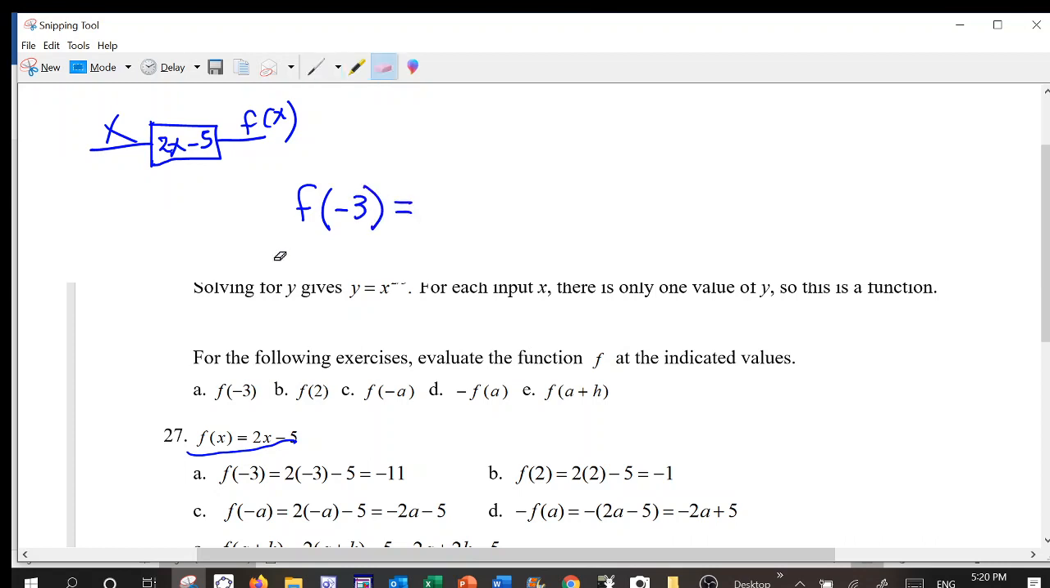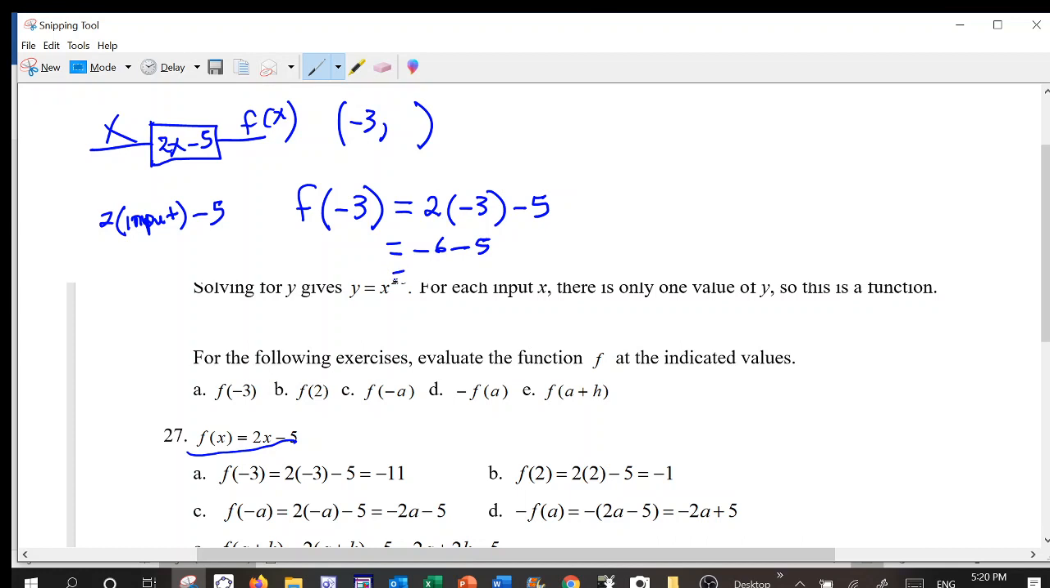Well, we read it as f of negative 3. What we mean by that is that if we input negative 3, what would the output be? The formula says 2 times input minus 5. So I'm going to do 2 times input minus 5, which is going to be negative 6 minus 5, which is negative 11, right? So that's negative 11.